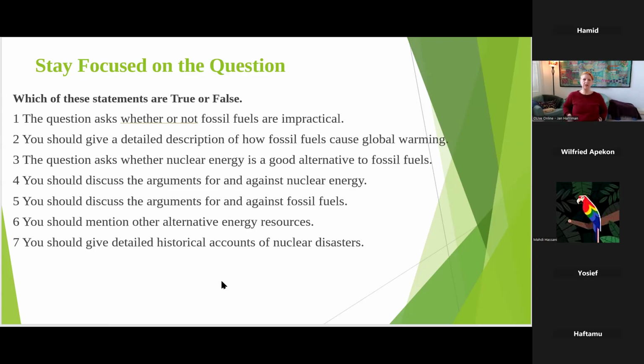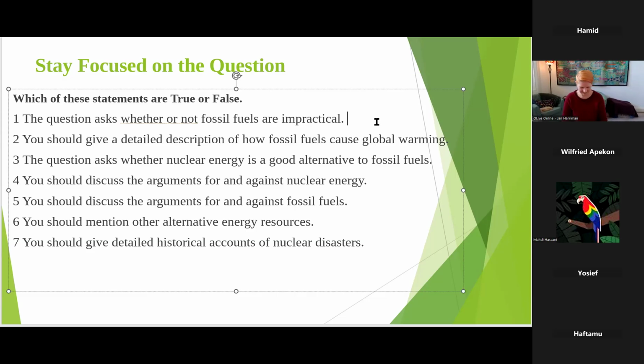Number one, the question asks whether or not fossil fuels are impractical. Is that true or false? You can put your answers in the chat as well if you want. What do you think? Does the question ask whether or not fossil fuels are impractical? It's true for me. It's false for me. But did the question ask it? No. No. So that one would be false.